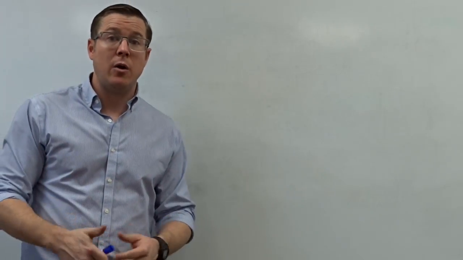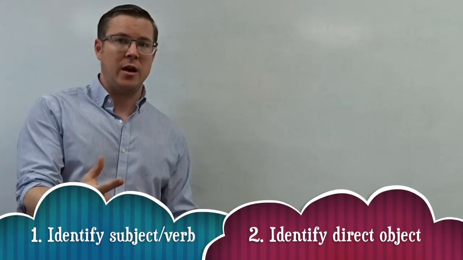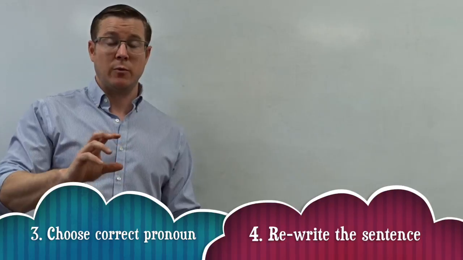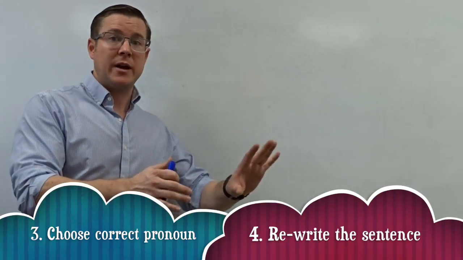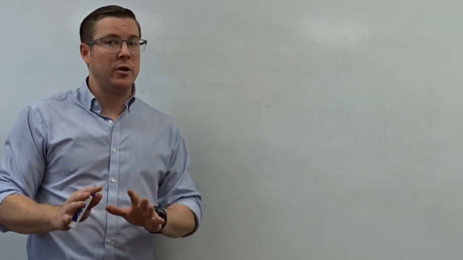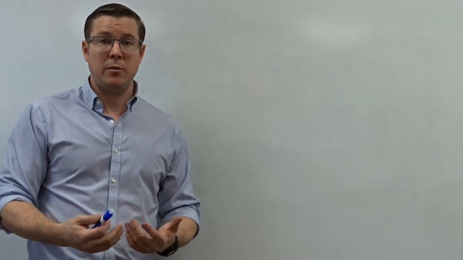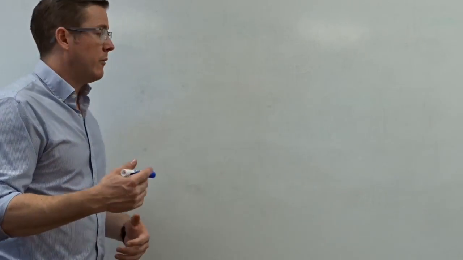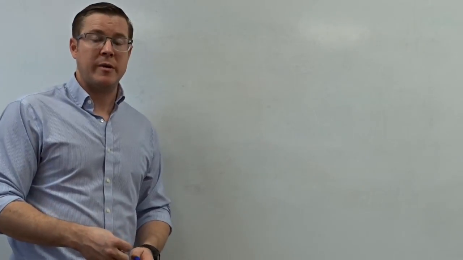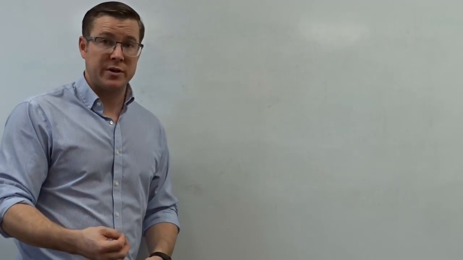Okay, so hopefully now you're able to look at a sentence, identify the subject and verb, identify the direct object, choose the direct object pronoun, and then rewrite the sentence, replacing the direct object with a pronoun in the correct place. If you're still having problems, go back and review this video or send me an email. However, if you feel like you're getting the hang of it, I want to move on and show you a little bit about using object pronouns with infinitives and participles.